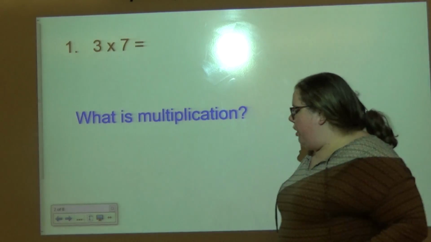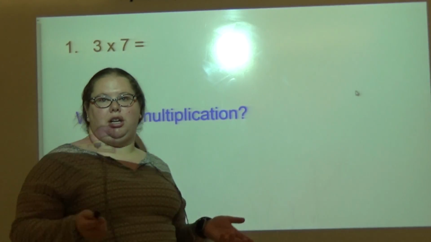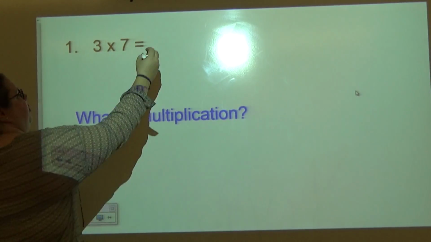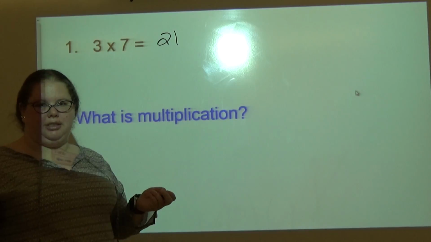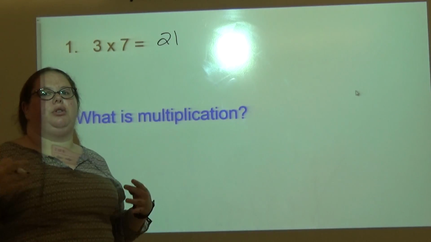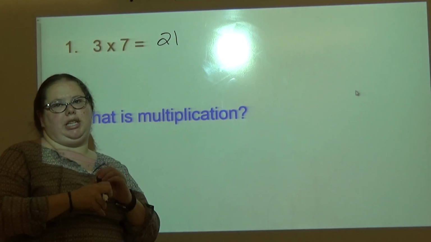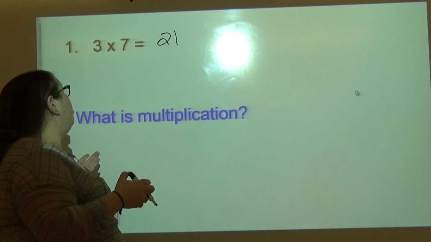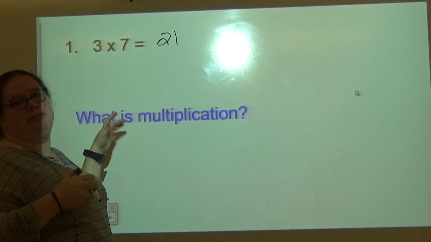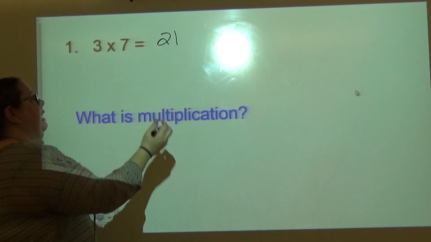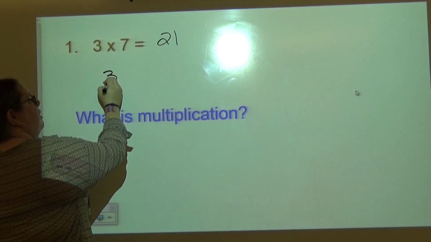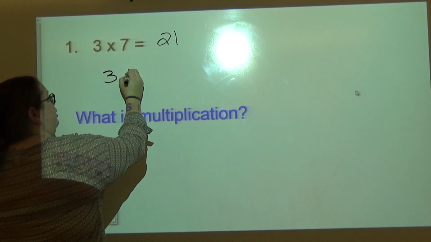Alright, so what is 3 times 7? That's something we all should know. It's 21. But why? Think back to elementary school. Why is 3 times 7 21? Well, think about what multiplication is. So remember, 3 times 7 can mean 3, 7 times.